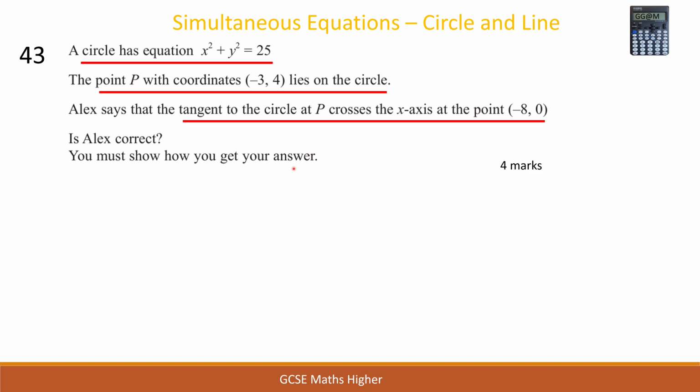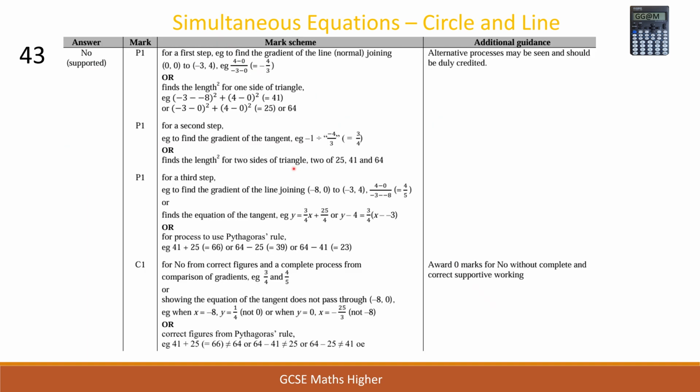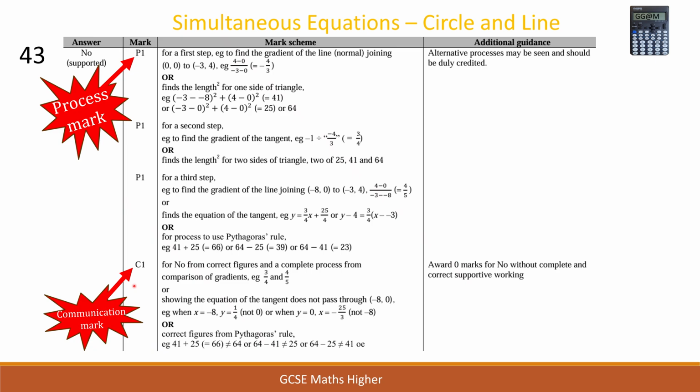So the keywords are being highlighted here. And here is our answer. So this P1 means it is a process mark. This C1 here is a communication mark. So this is meaning you need to use words to explain what is going on.